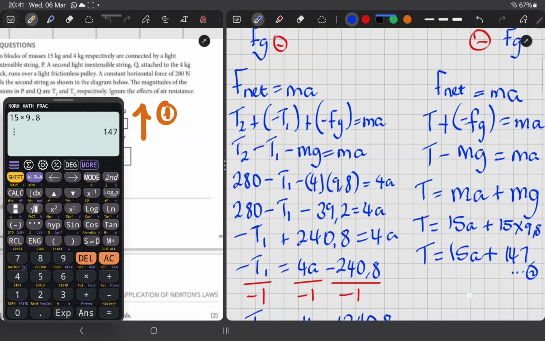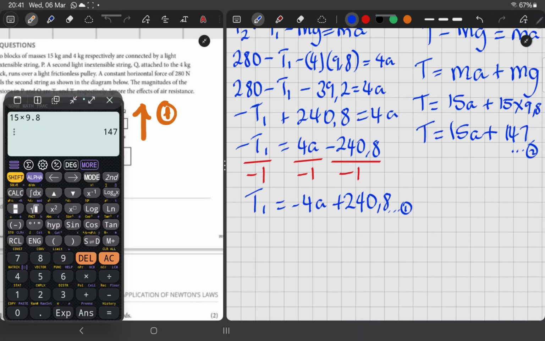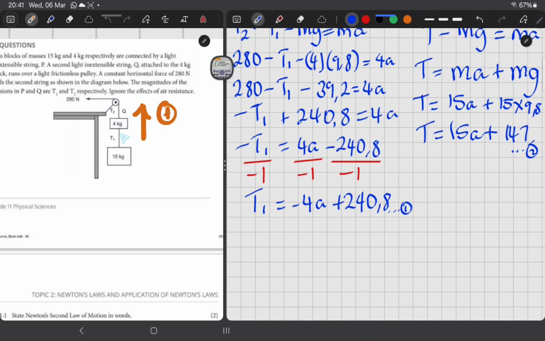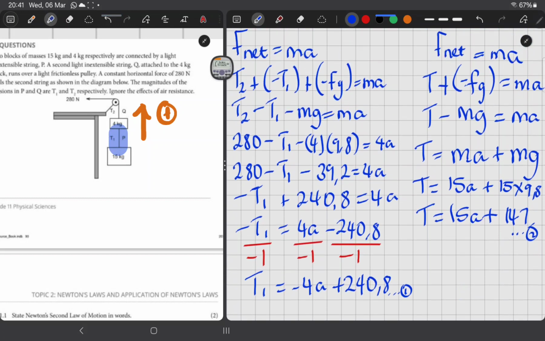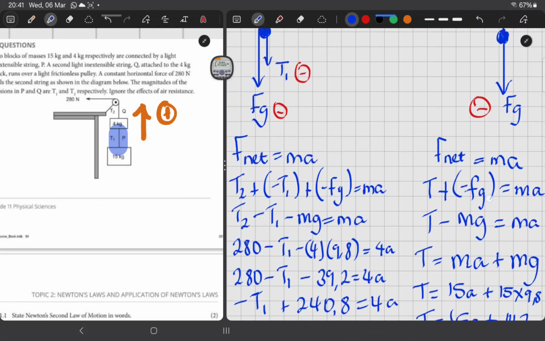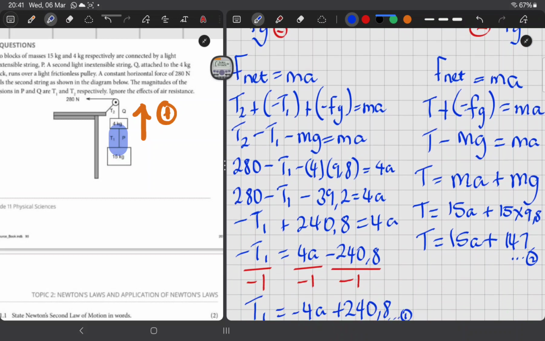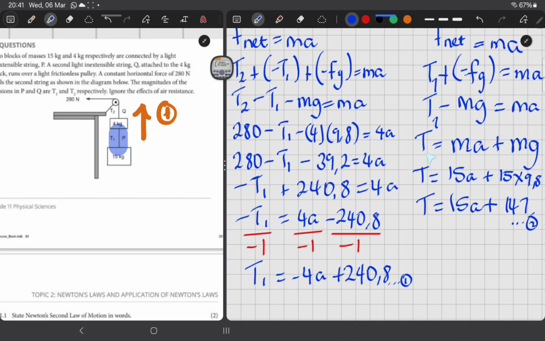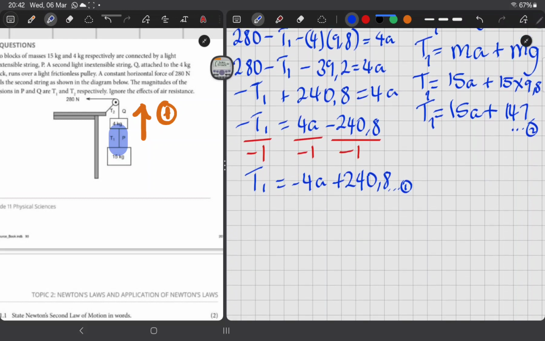Now we know that this would be tension of the same rope, which is T1. By the way, I'm supposed to say T1 here. Apologies. This is T1, not just T. So let me just label it as T1. So T1, which is the tension between block 4 and 15, would be equal because this is tension of the same rope. So T1 will equal T1.